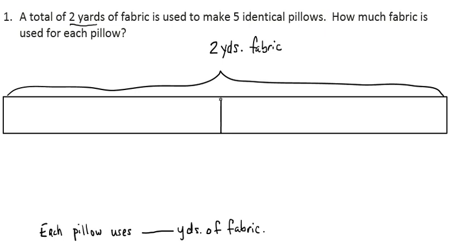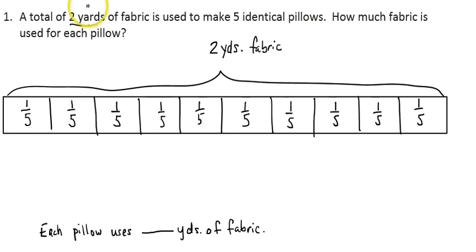Since I'm using the 2 yards to make 5 pillows, I'm now going to divide each yard into 5 equal pieces. Each piece is 1/5 of a yard. And you can see that altogether, my 2 yards of fabric is the same thing as 10/5. Now we need to divide our fifths into 5 groups, and each group would be the fabric used in one pillow.